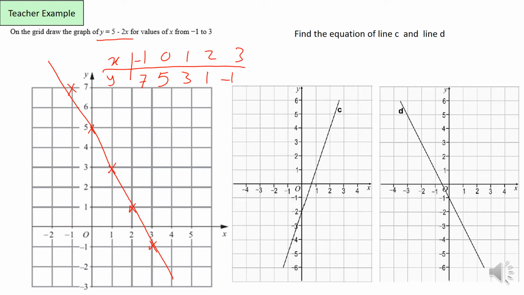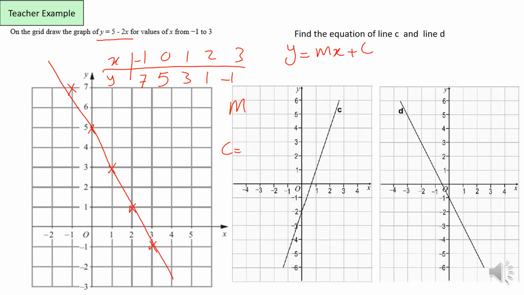Next one, you have two lines. You have to write the equation for the line. Remember, the equation of the line is going to be in the form of y equals mx plus c. You have to find two things, m and c. Y and x stay the same. So we need to find m and we need to find c. C is the easiest one to find, so straight away we find c. C is where your line cuts the y-axis.